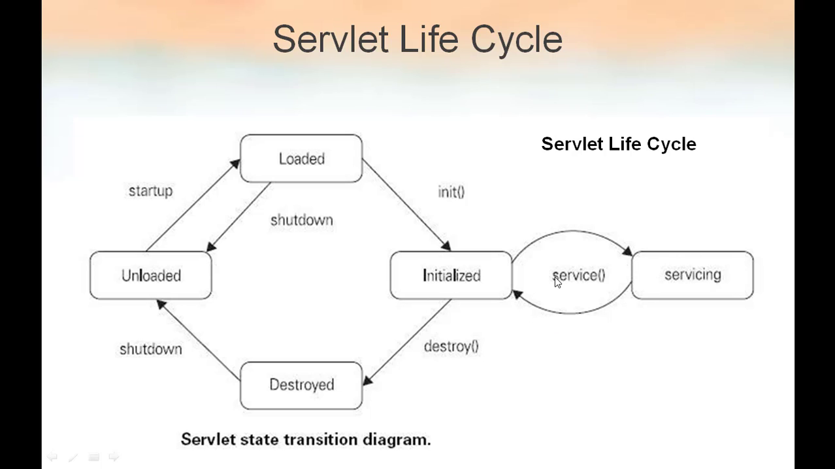After the service method, the destroy method will be called. The destroy method is used to destroy the servlet. It is used to release all the resources which are unused. After the destroy method, your servlet is in the destroyed state. After that, your servlet is shut down and now it is in the unloaded state. This is the state transition diagram of the servlet lifecycle.